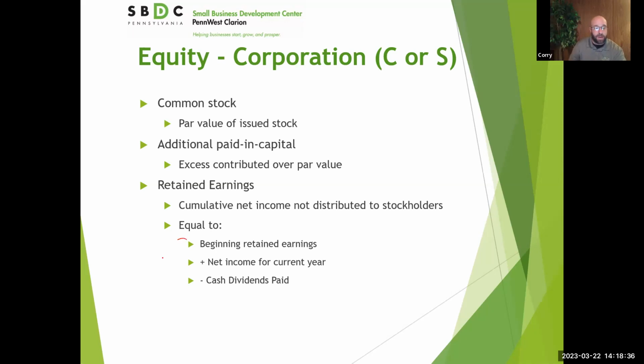Notice that there are no owner's draws. A sole proprietorship and a partnership, or an LLC sole or an LLC partnership, receive draws from the business. Versus an S corporation, where the owners of the business have to take a paycheck. So a paycheck doesn't show up in this particular equity section of the balance sheet.